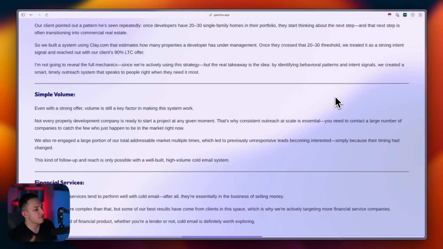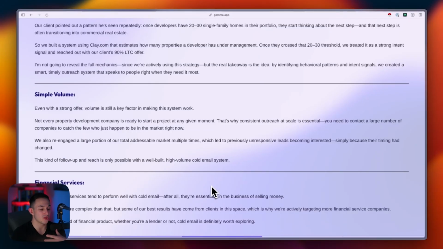Now, that kind of follow-up and reach is only possible with a well-built, high-volume cold email system. Okay, that's just the raw reality of things. If you want to do this, you're going to have to send a lot of emails. And the last but not least is the fact that this is in financial services.